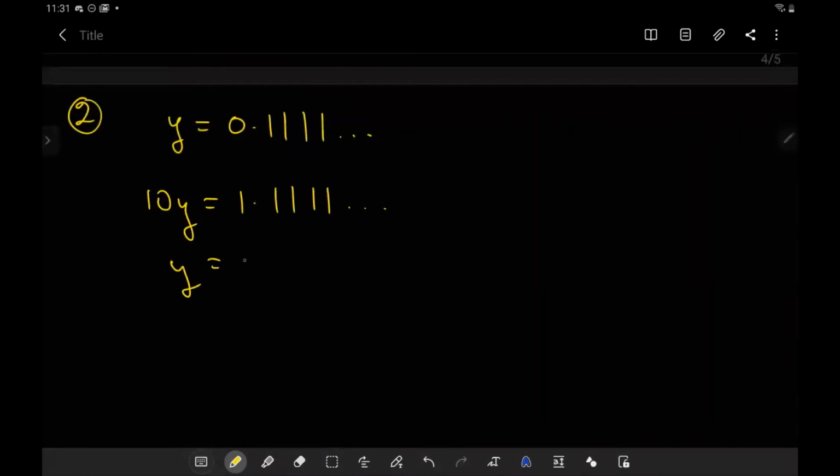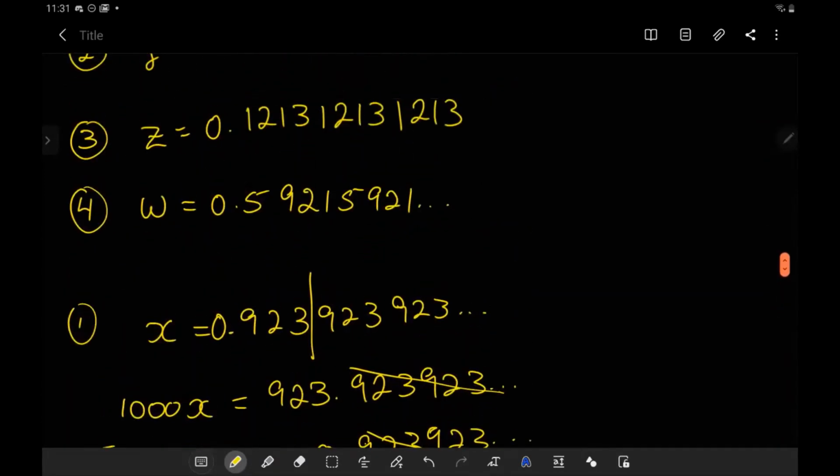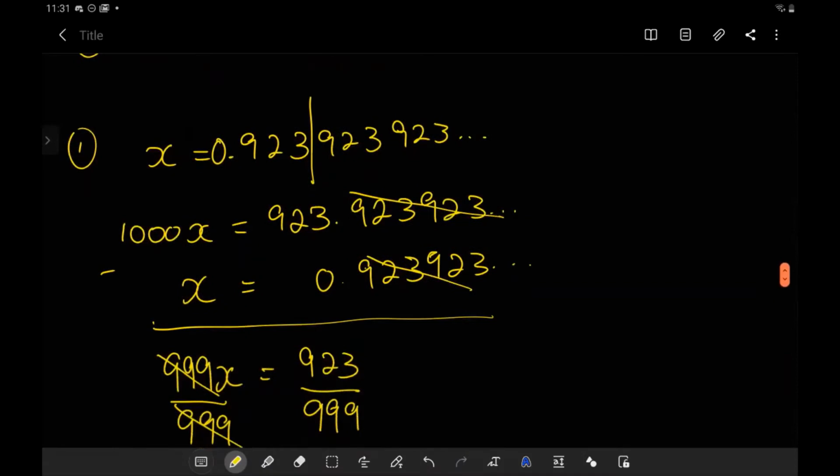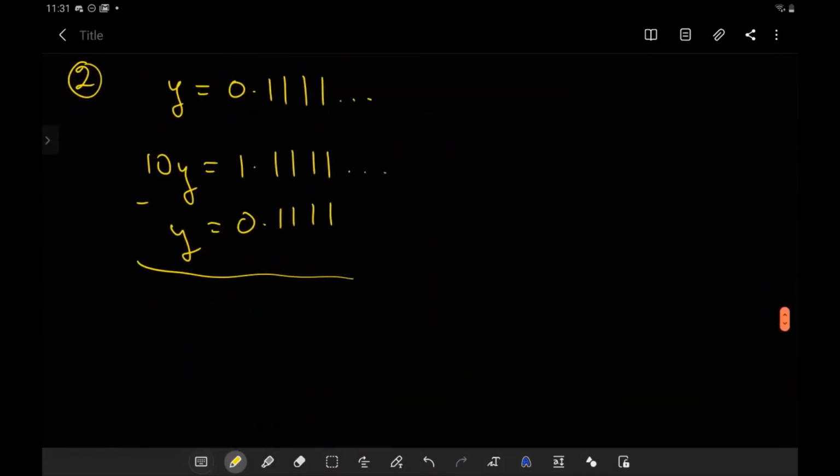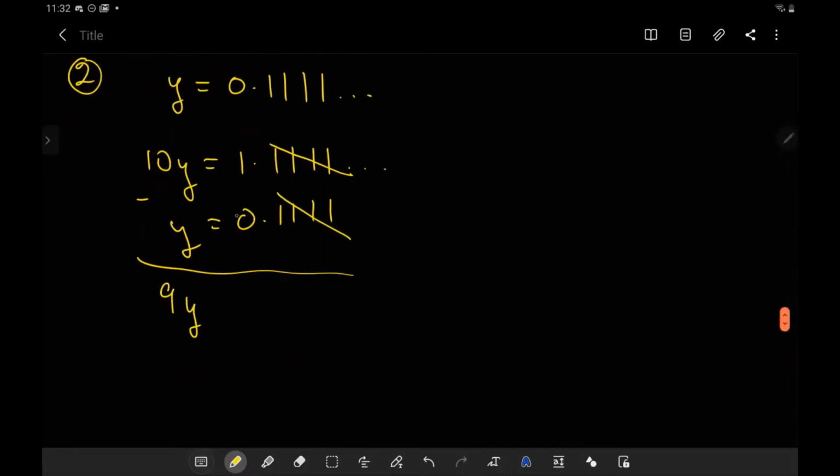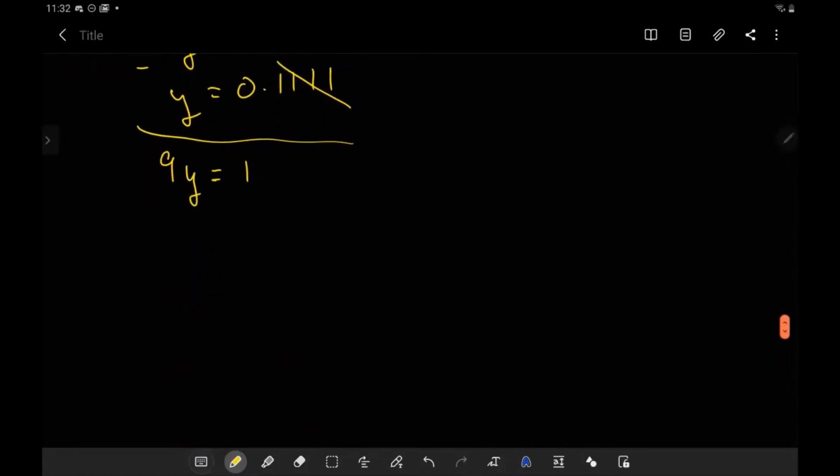And y is equal to 0.1111. Subtract. Notice I'm using y here because the question told me that y is equal to this. 10y minus y is 9y. These cancel and leave you with 1 minus 0, which is 1. So 9y is equal to 1, and dividing both sides by 9, y is equal to 1 over 9.